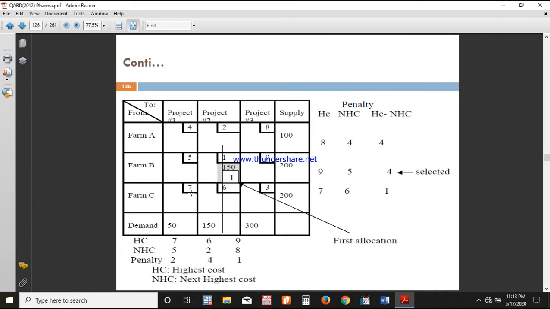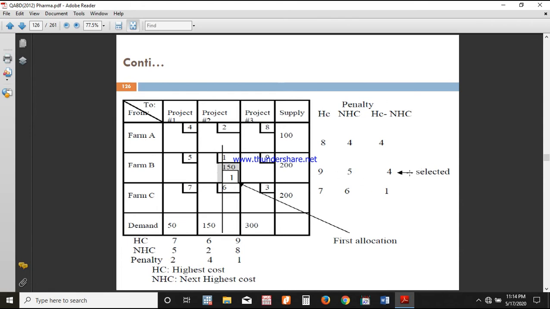In the first column value, the highest value is 7, the next highest value is 5, 7 minus 5, 2. In the second column, the highest value is 6, and the next highest cost is 2, 6 minus 2, which is equal to 4. In the third column, the highest value is 9, the next highest value is 8, 9 minus 8, which is equal to 1. Therefore, from 2, 4, 1, the highest value is 4. Clearly, the allocation will be in the second column.